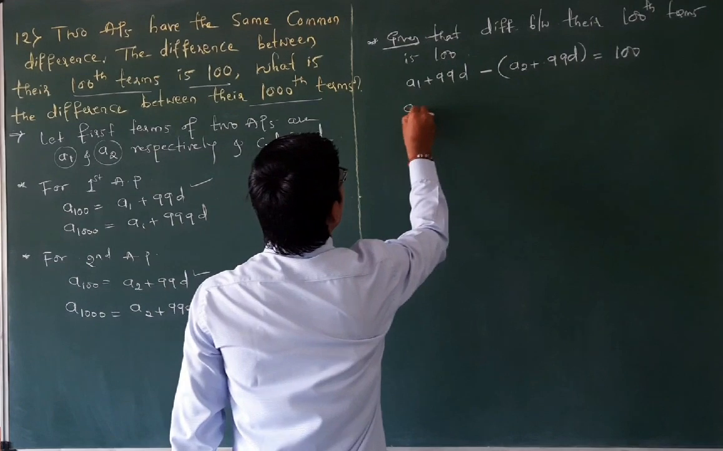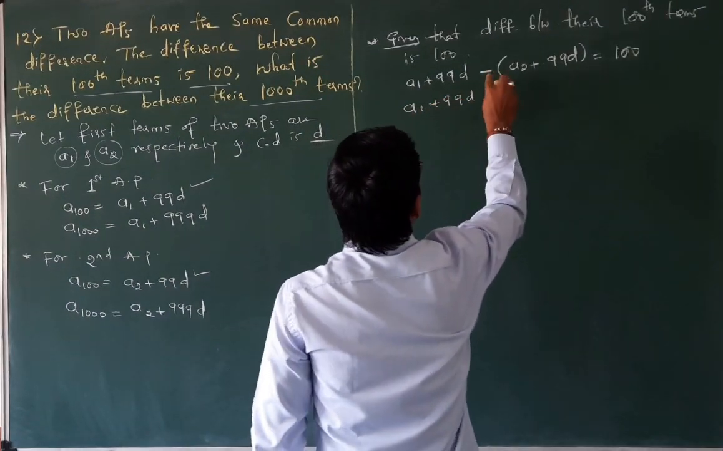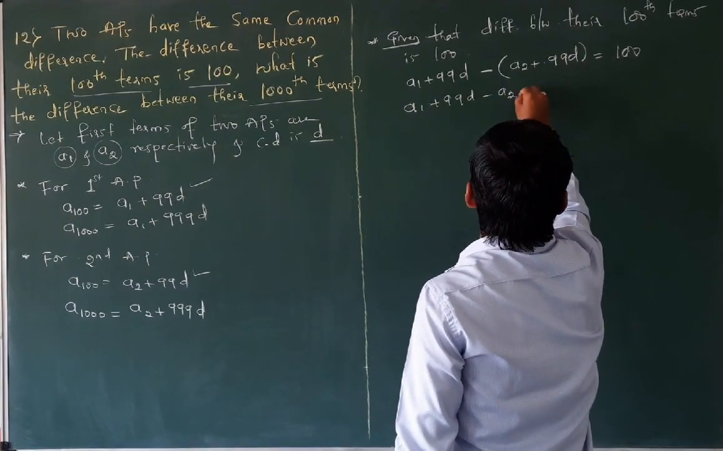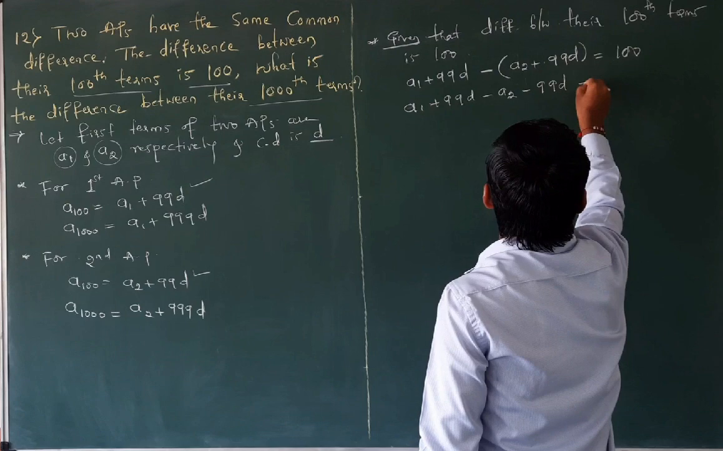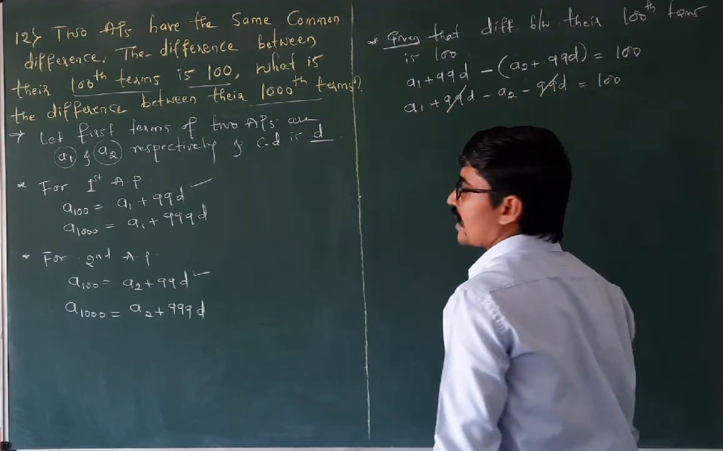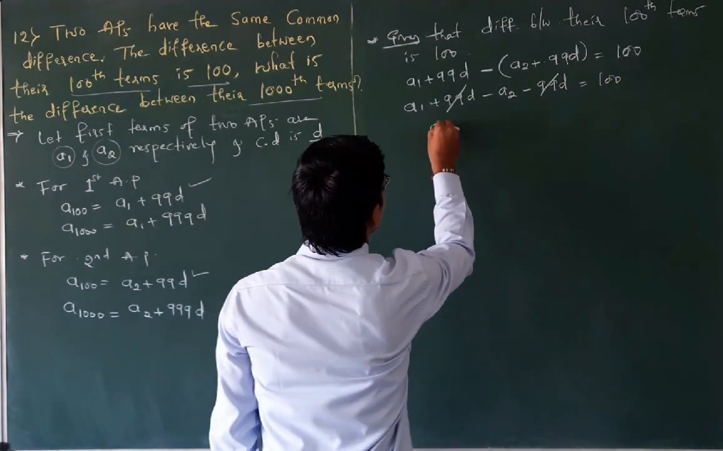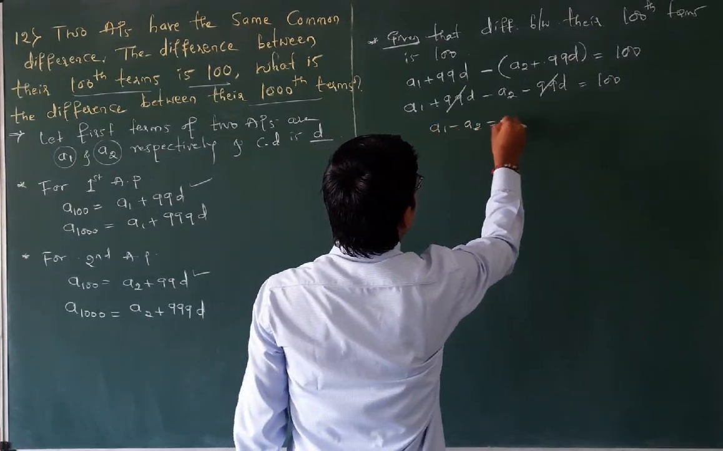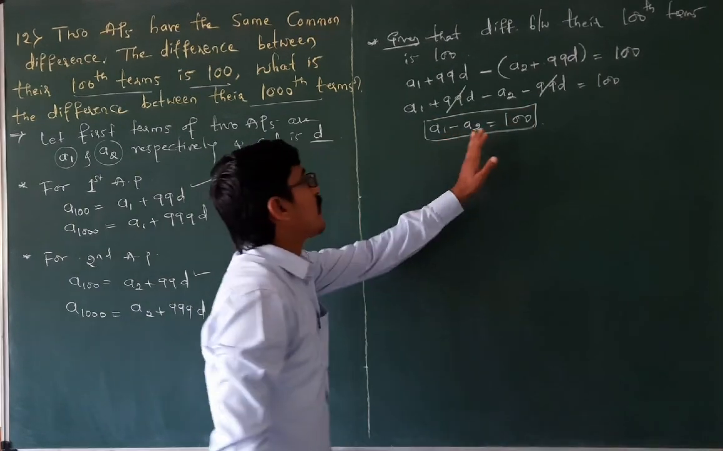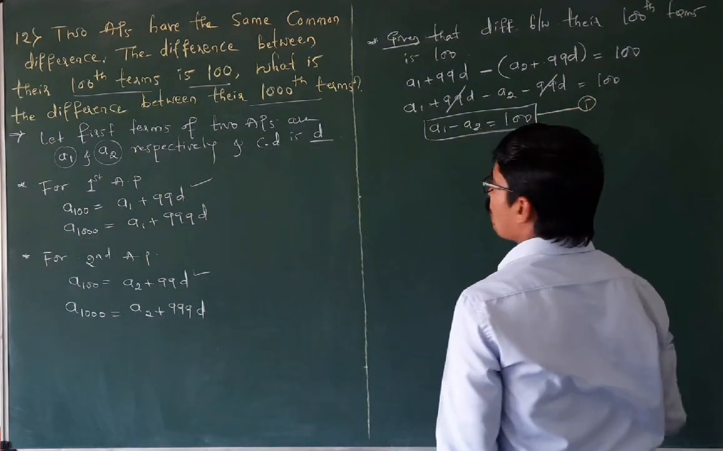So we can write A1 plus 99D minus A2 minus 99D is equal to 100. So plus 99D and minus 99D cancel. What it means here: A1 minus A2 is equal to 100. So it is obtained: A1 minus A2 is equal to 100. Call this equation number 1.